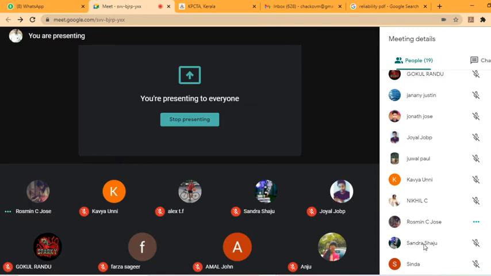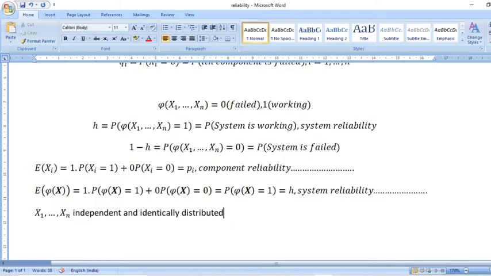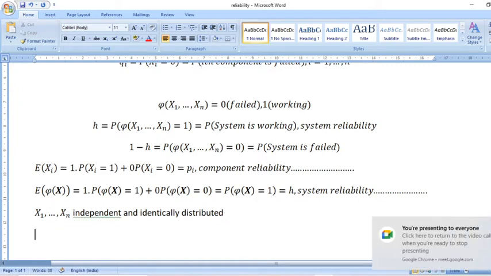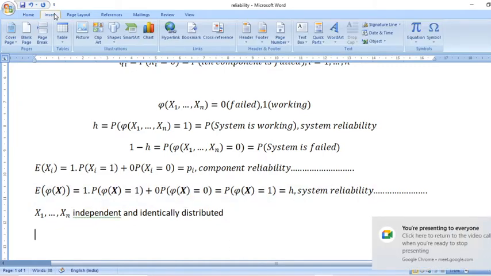When we say that x1 and x2 are independent, they don't have a common relation.